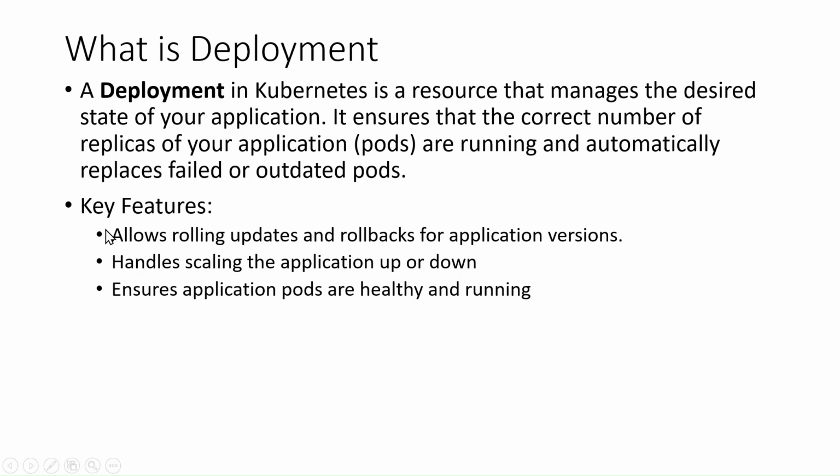Okay. So here we have some key features that allow rolling updates or rolling back of the application version. So we can release updates by doing kubectl apply followed by the name of the YAML file, or we can roll back, and also scale the application. These can be managed from the deployment, which ensures application pods are healthy as well as running. So it will ensure the health of the things.